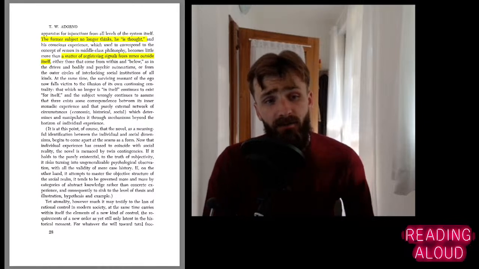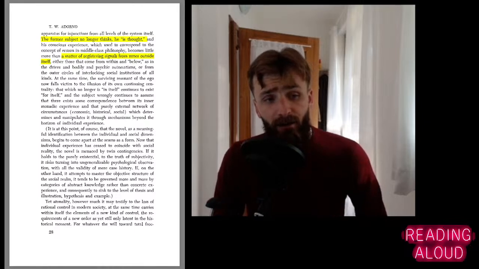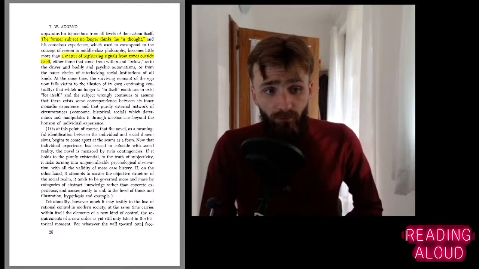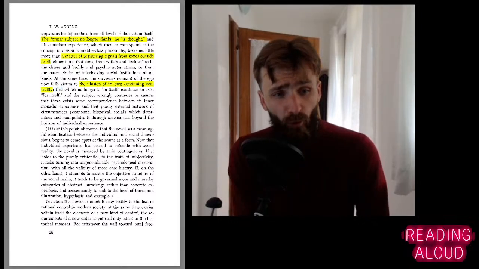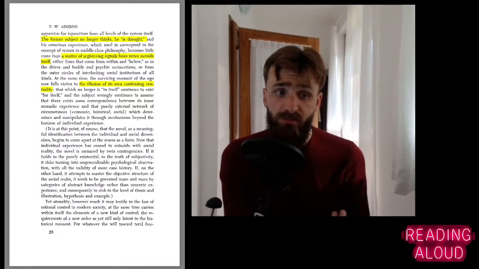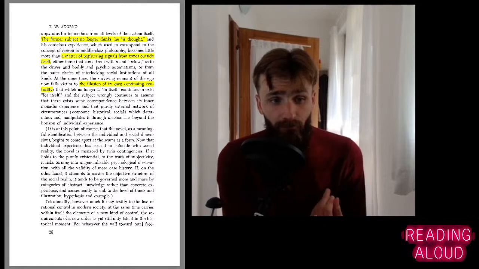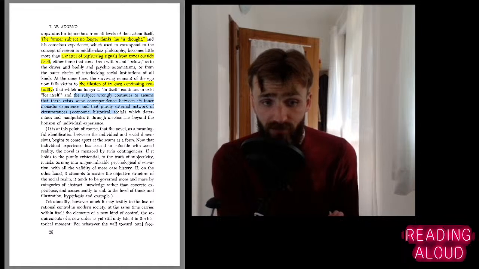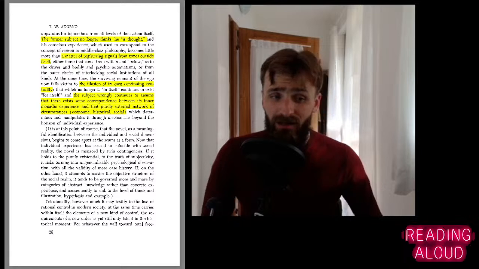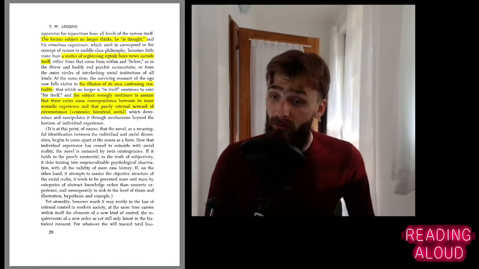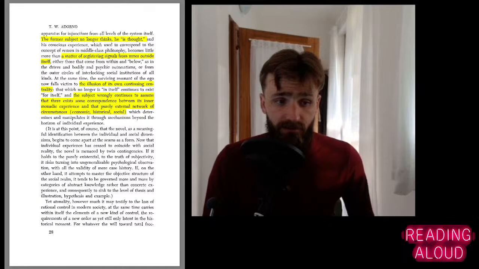At the same time, the surviving remnant of the ego now falls victim to the illusion of its own continuing centrality. That which is no longer in itself continues to exist for itself, and the subject wrongly continues to assume that there exists some correspondence between its inner monadic experience and that purely external network of circumstances, economic, historical, social, which determines and manipulates it through mechanisms beyond the horizon of individual experience.